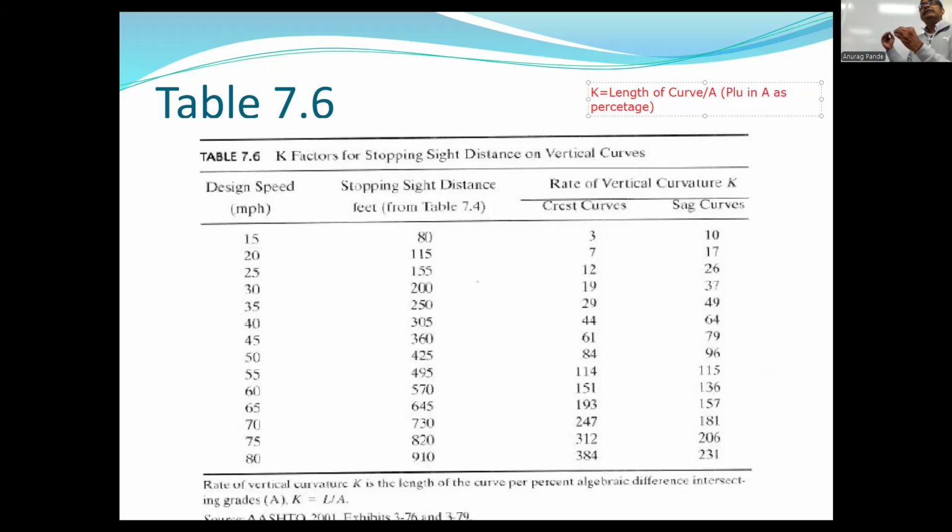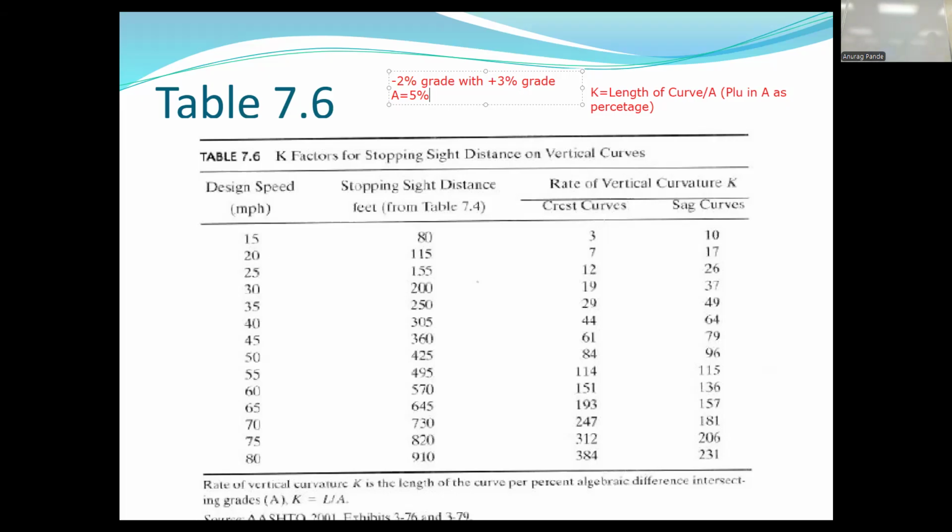So capital A was change in grade. So let's first revise that value, right? Let's see if I have a curve that connects negative 2% grade with plus 3% grade. What is the capital A value here? 5%, right? Because the total change in grade you're achieving is 5%, because it's the absolute value of the difference in the grade, capital A will be 5%. That's just an example. So for any curve, you can estimate that A value.